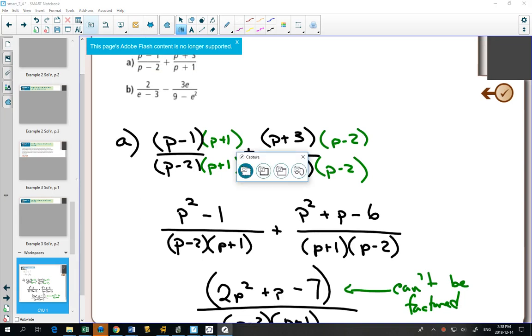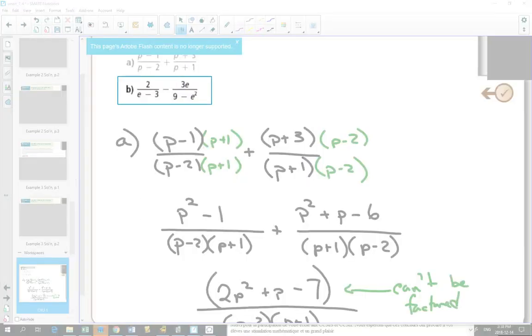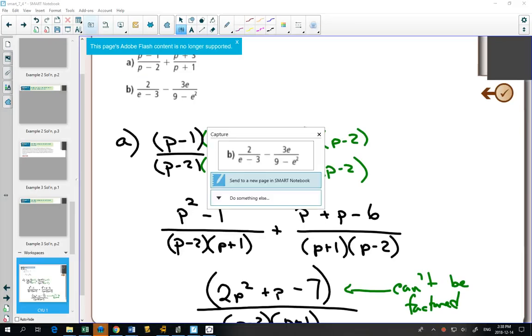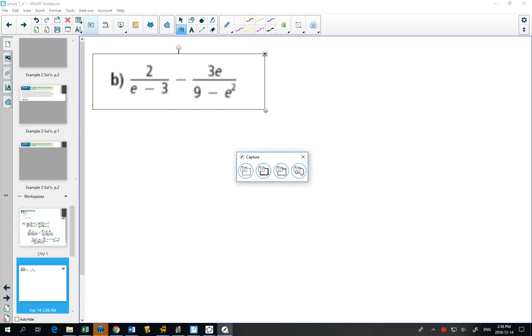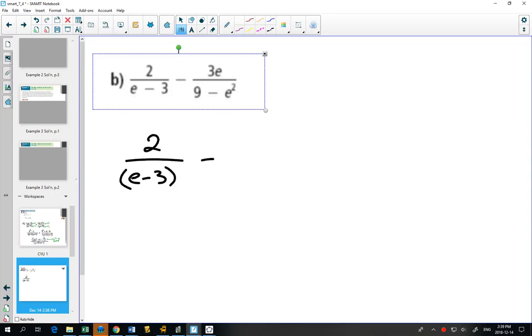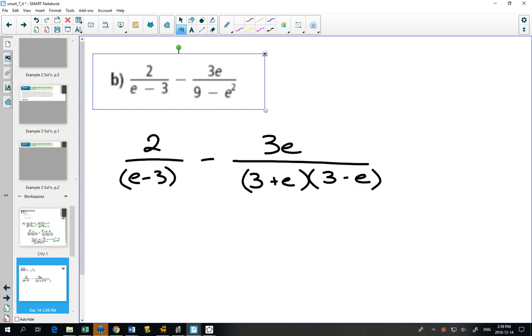I'll do part B on a new page. Part B is a little trickier because initially we start off the same way. We have a difference of squares on the bottom, and so it'll be 3 plus e, 3 minus e.